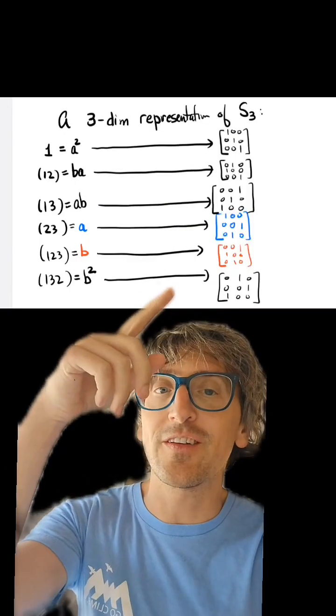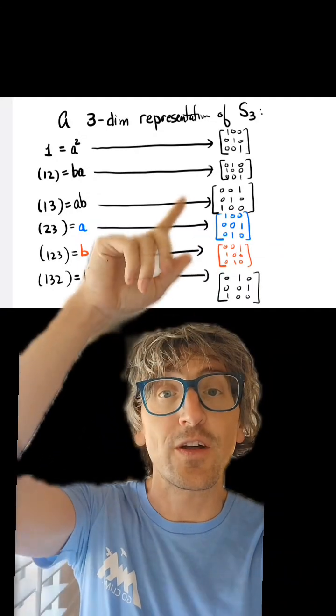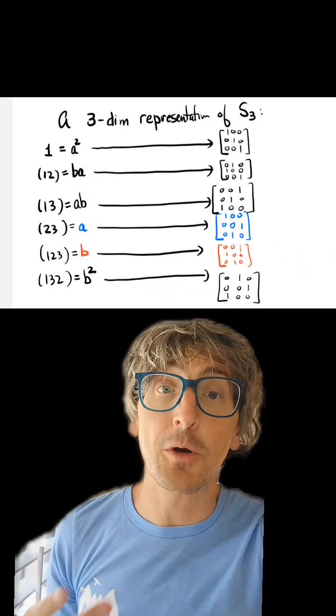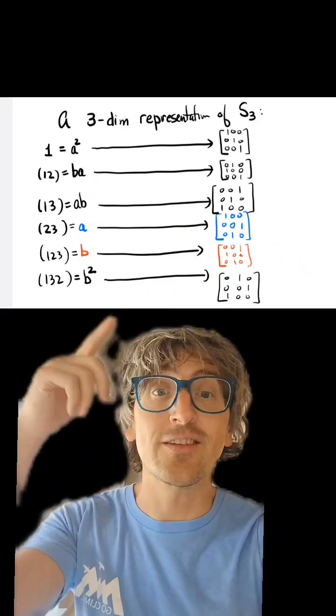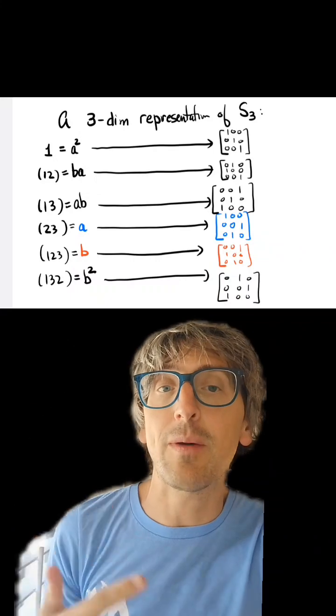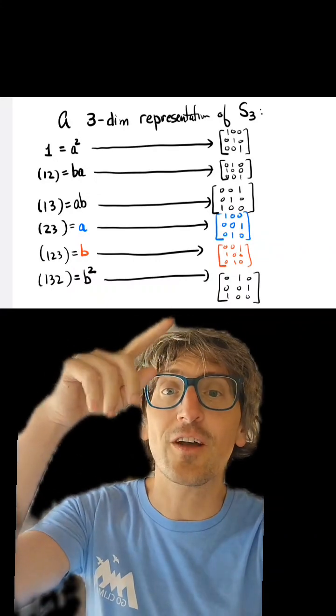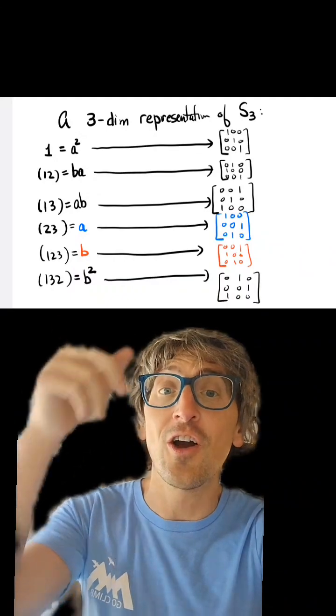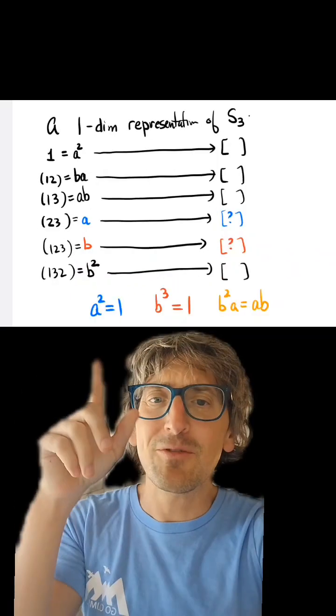The example that started this series with the blue and red matrix, if we fill in all of these, we get what's called the permutation representation of S3. It's 3-dimensional because the matrices are 3 by 3. It's a lot of work, but you can check that all of the rules satisfied over here are satisfied over here. I keep talking about rules.